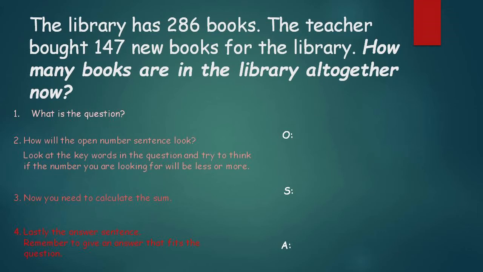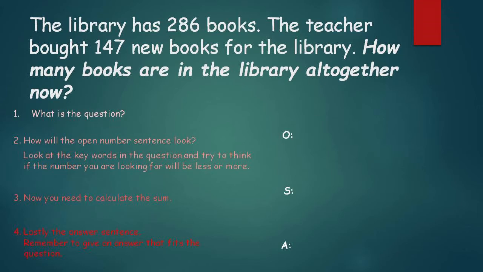So we say, what is our question? They want to know how many books are in the library altogether now. So altogether is an important word. Then it says, how will the open number sentence look? So you need to look at the keywords in the question and try to figure out what number you're looking for. Is it less or is it more? What is the sum asking us to do? So look for the important numbers, look for the important word, and decide on O.